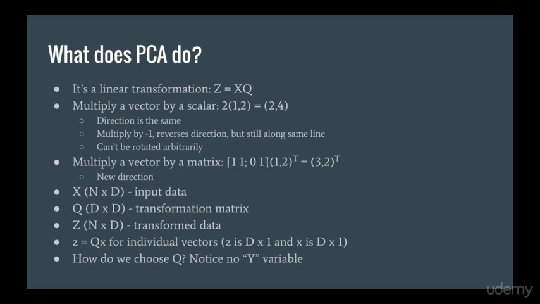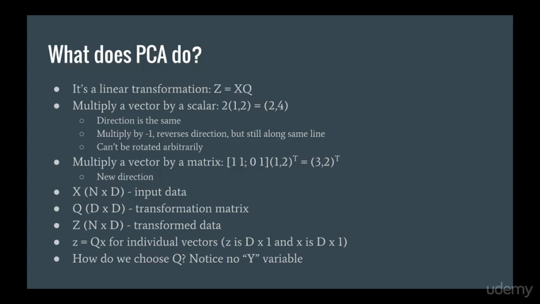So that is what PCA does. It takes an input data matrix X, which is n by d, multiplies it by transformation matrix Q, which is d by d, and then you get back some transformed data Z, which is also n by d. If you want to transform an individual vector x to a corresponding individual vector z, that would be z equals Qx. It's in a different order because when x is in a data matrix, it is a 1 by d row vector, but when we talk about individual vectors, they are d by 1 column vectors.